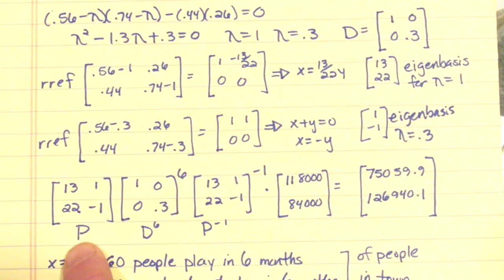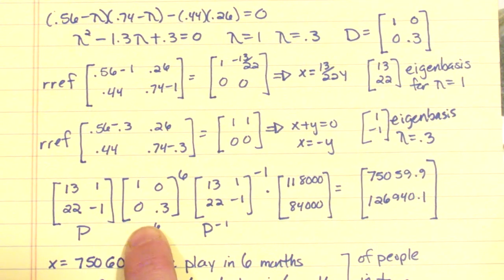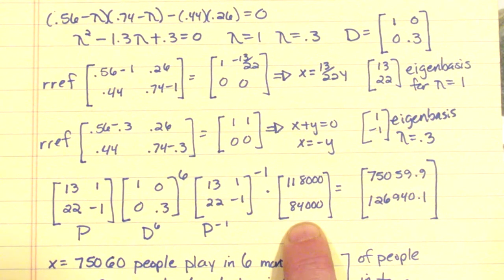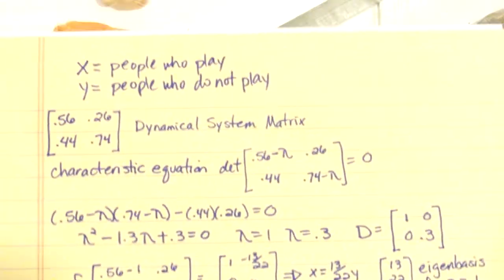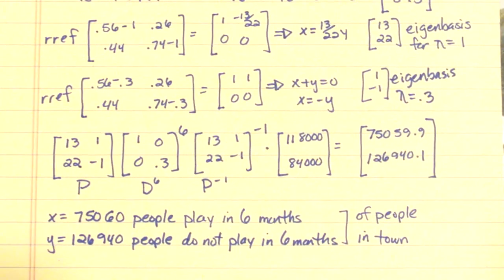So P is built out of the eigenbasis vectors. This is the eigenbasis vector for lambda 1. This is the eigenbasis vector for 0.3. This is my diagonal matrix raised to the 6th power to answer for 6 months out. And then we multiply by P inverse. Now we're going to apply our original population values. These were the values from last month. If I had just multiplied those by my original dynamical system, that would have given me this current month. We're now predicting for 6 months out.